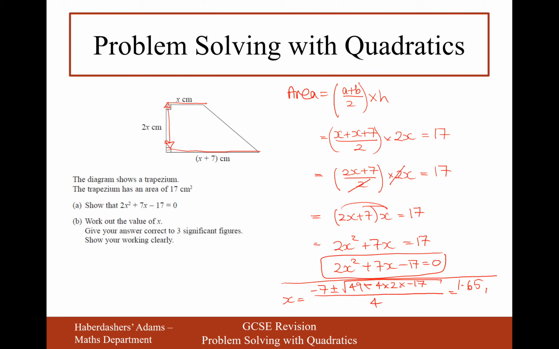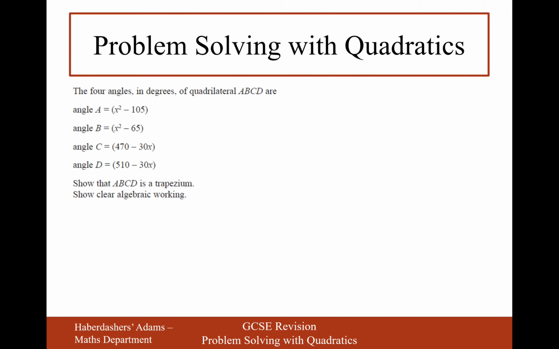And let's see if we do get a second answer. Change the plus for a minus, and we get minus 5.15. That's definitely not going to be a dimension on a trapezium, so therefore it's just 1.65. Okay, let's move on to the next question. Pause the video and have a go at this one.